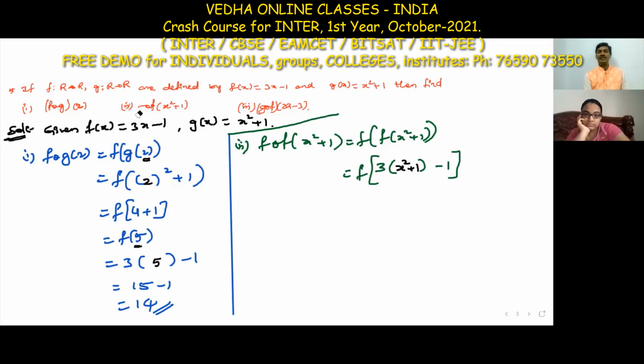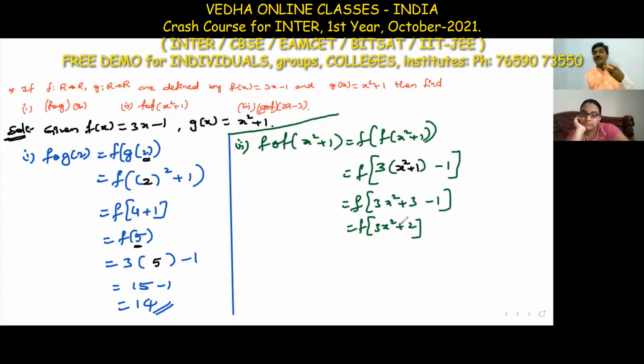Then after that, if we simplify here, multiply. By multiplying, this is equals to f of 3 into x square, 3x square, 3 1s are 3 minus 1. This is equals to f of 3x square plus 3 minus 1 is 2.